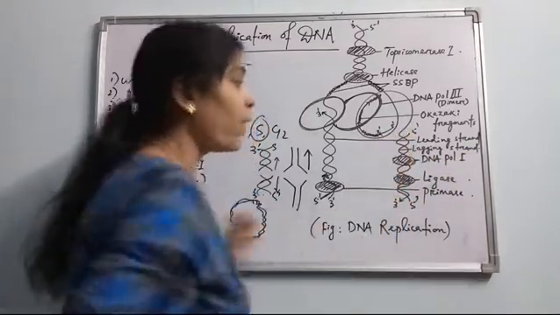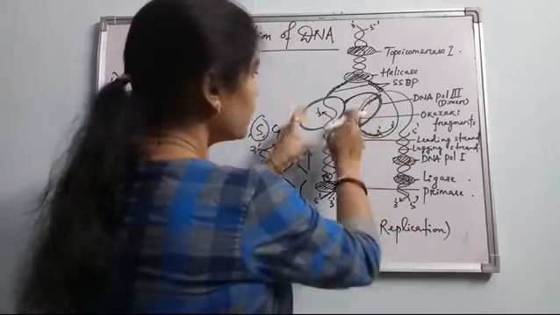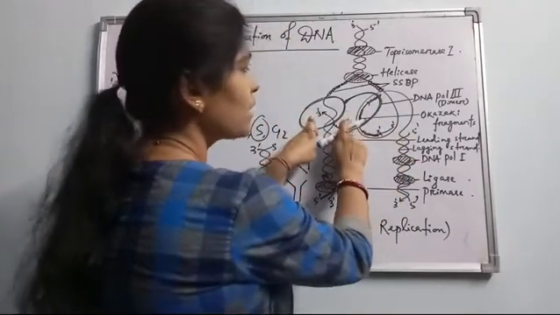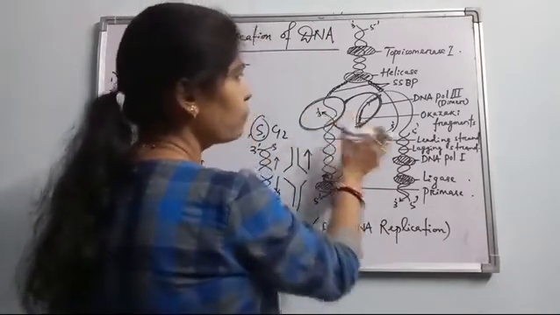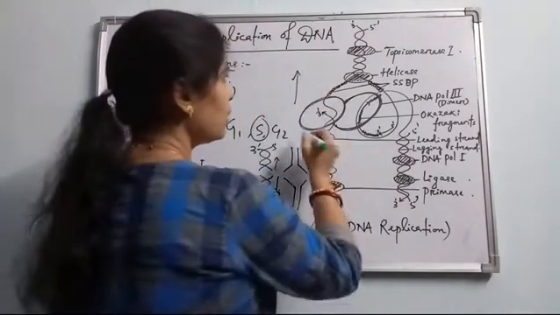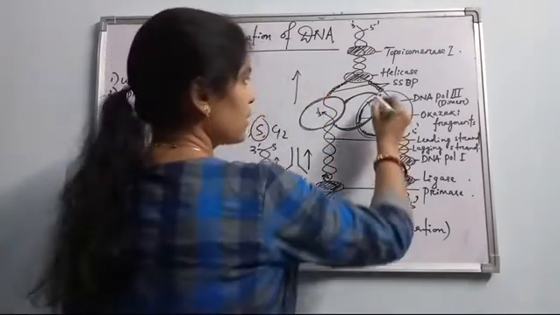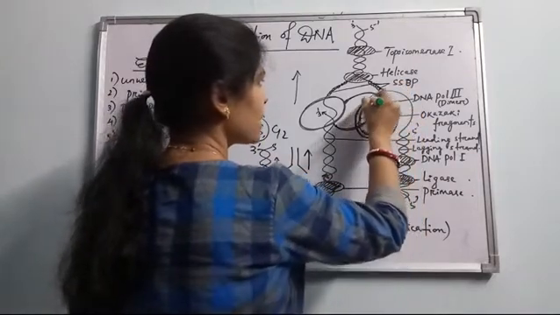See why this parental strand has taken one turn here: because this is a dimer, meaning it has two units of DNA polymerase 3. This dimer enzyme will move in the upward direction. This is the direction of movement and this is the direction of synthesis. So this template strand of DNA takes a turn here. Template strand means the parental strand.